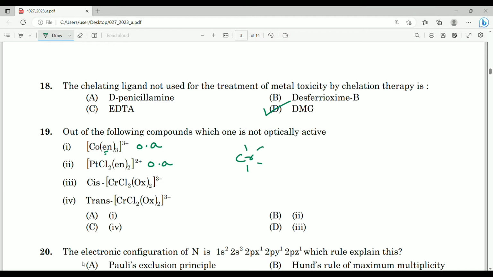[CrCl2(ox)2], that is cis. Cis means Cl near, then ox. Okay, so this is optically active because no plane of symmetry is there. Next one, trans. Trans should be optically inactive because it has a plane of symmetry. See, a plane of symmetry is there, so it is optically inactive. So the fourth one, that means option C, will be the right answer.